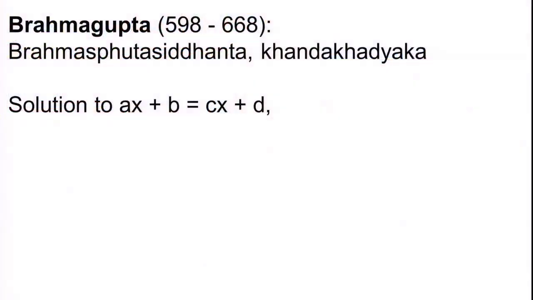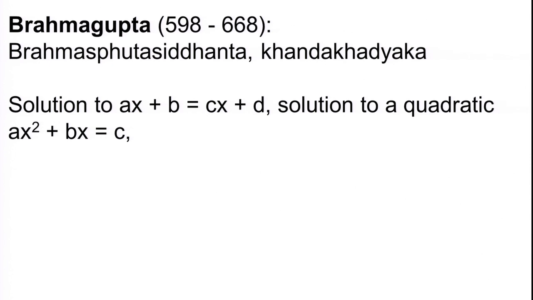Brahmagupta was well known for several things in mathematics. He is the first one who gave the solution to the general linear equation. So, he is the first one to solve ax plus b equal to cx plus d. He gave a method to solve this equation. He is the first one who described the solution to the quadratic equation ax square plus bx equal to c.